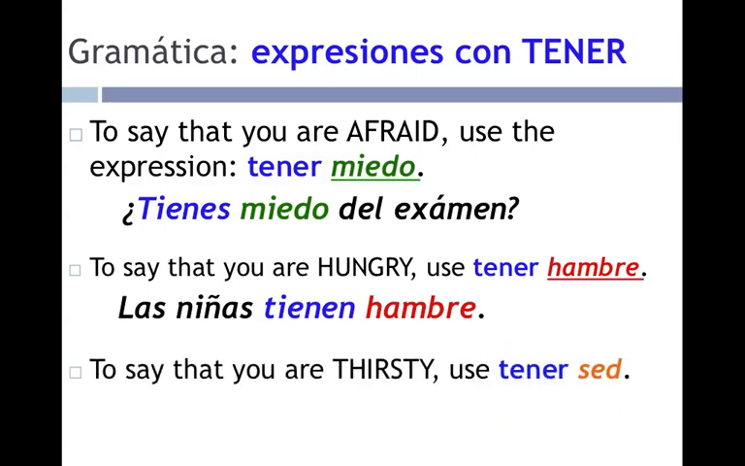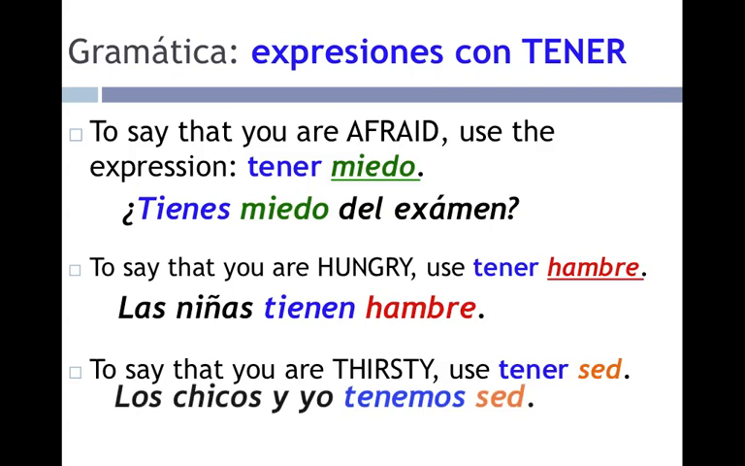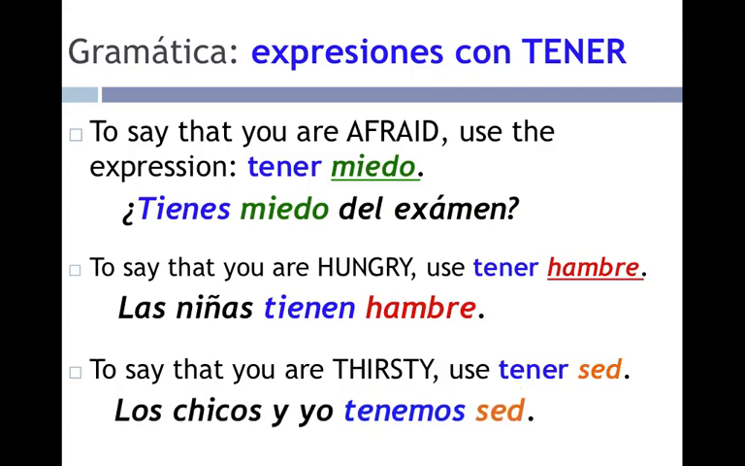To say that you are thirsty, again, you are not the epitome of thirst. You have thirst. Repitan, tener sed. Los chicos y yo tenemos sed.